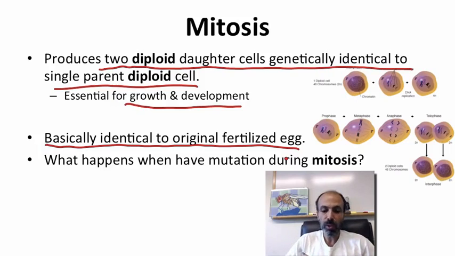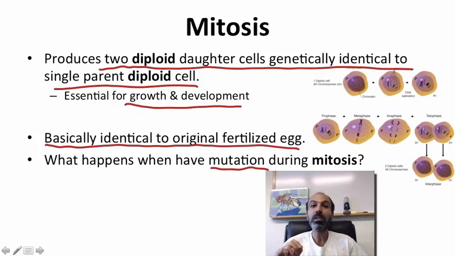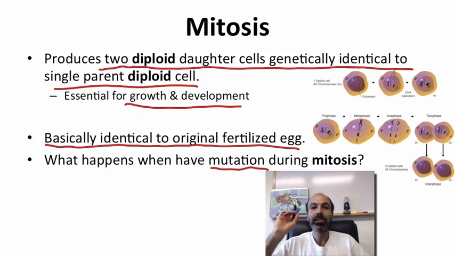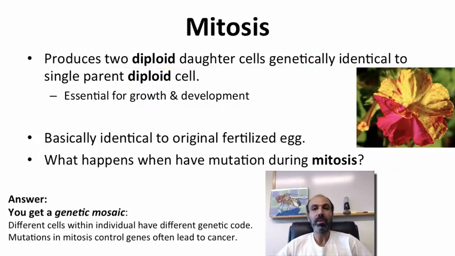So let me ask the question: what would happen if we did have a mutation during mitosis? A mutation is a change in the genetic code. What would happen if that happened sometime during mitosis? Let's say when you were at the 16 cell stage, if one of the cells suddenly had some error in the genetic code where something changed. What would happen is you'd produce what's referred to as a genetic mosaic.